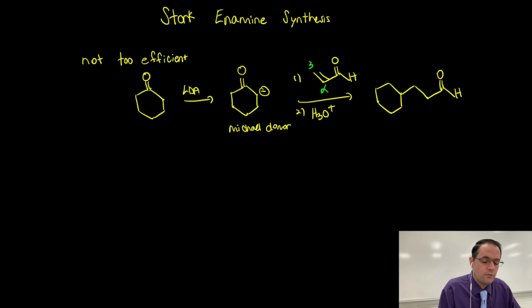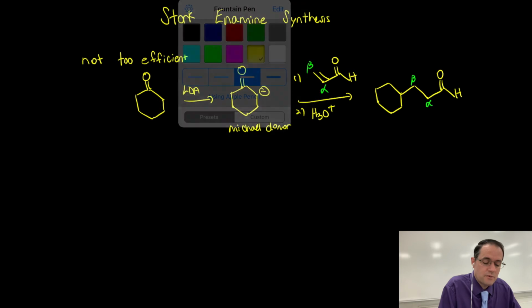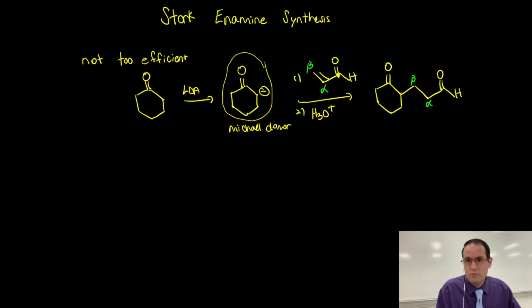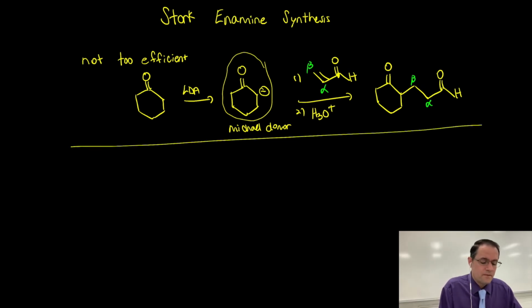And as before, so we don't make any mistakes, let's label the alpha and beta carbons and make sure we're counting that correctly, okay? All right, and let's put back in that carbonyl. So this is not a very efficient process. Not very good yields are obtained, and this can do other things. It can attack the carbonyl, for example, and it's not very nucleophilic. It's not really a good reaction.